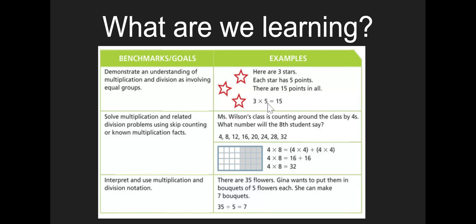Here are 3 stars. Each star has 5 points. There are 15 points in all. And we can write this as a multiplication equation. 3 stars times 5 points on each star equals 15 points in all.